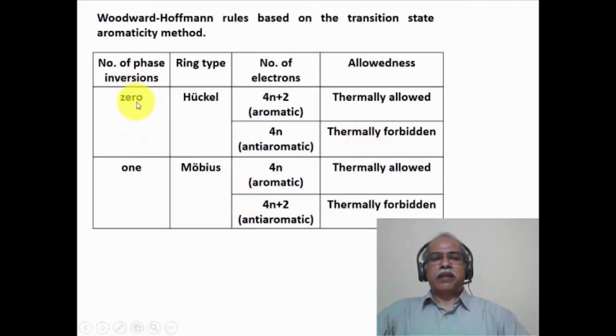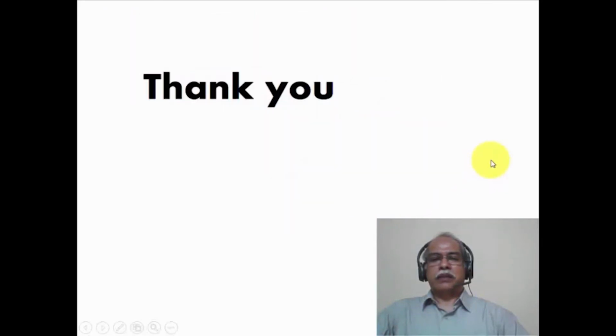So depending upon whether there is a phase inversion or not, you classify it as a Huckel or a Mobius system. If it is Huckel, then 4n plus 2 would be an aromatic transition state that will be thermally allowed. If it is a 4n electron system, it is an anti-aromatic state, and it is thermally forbidden. And if it is a Mobius system, 4n will be aromatic and thermally allowed, and 4n plus 2 will be anti-aromatic, and thermally forbidden. This is essentially talking about the ground state electronic configuration, because we are talking about the thermally allowedness or disallowedness of the process that is being considered.